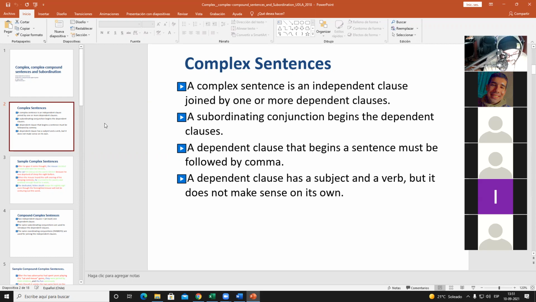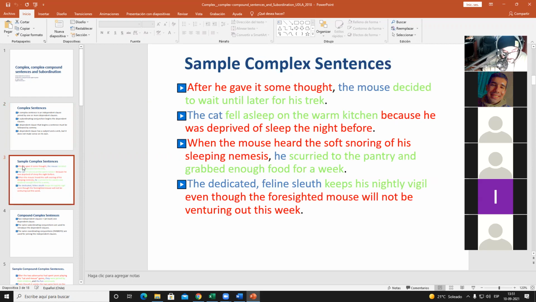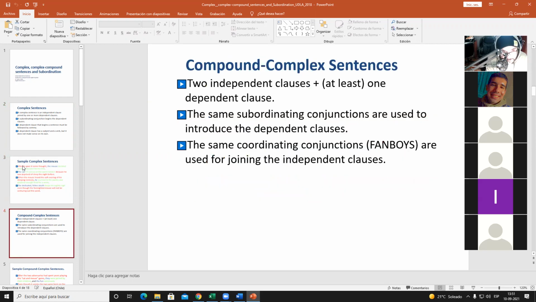All over again is because of the context, right? You don't have enough of it. And here we have examples. We already discussed them. I won't say much about them. Compound complex, we won't deal with that yet. So take it easy.